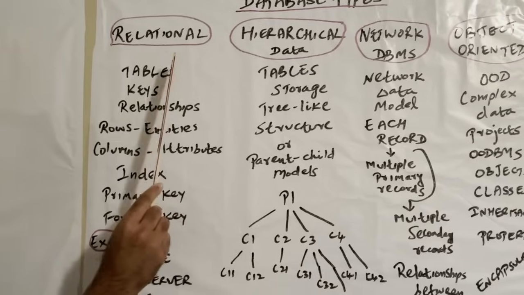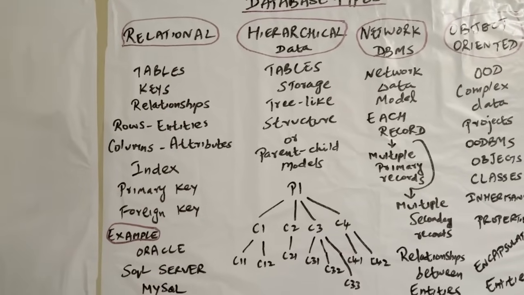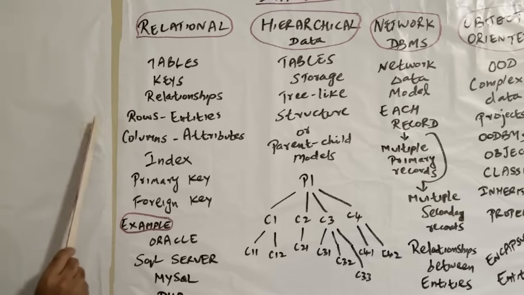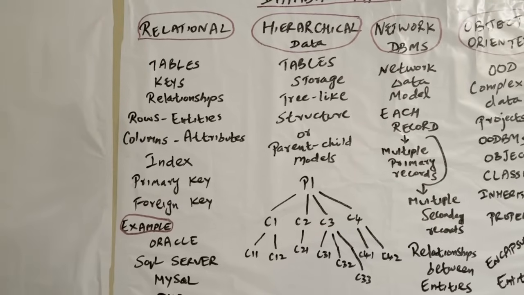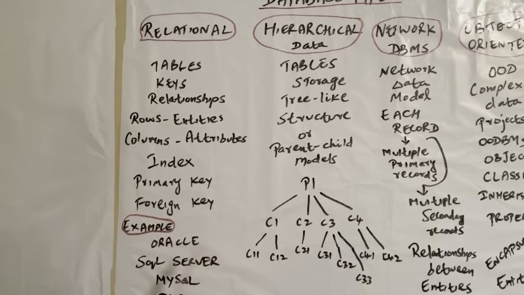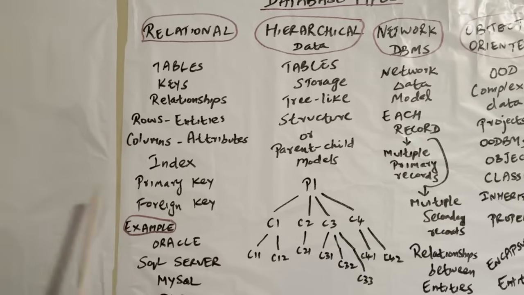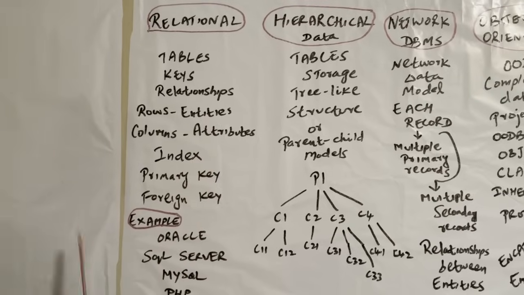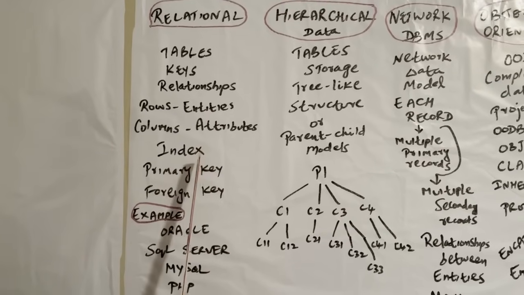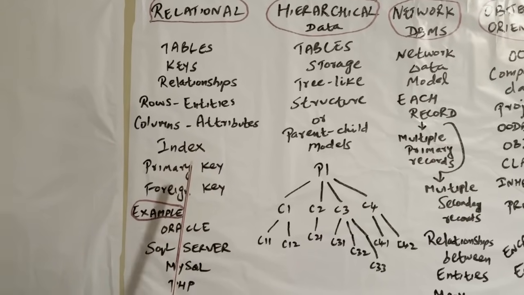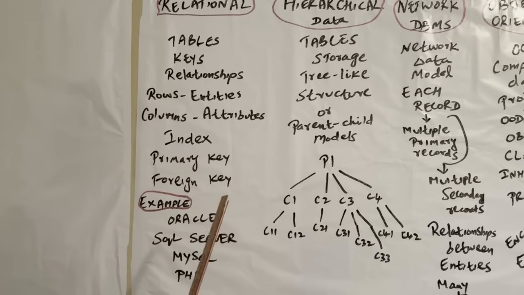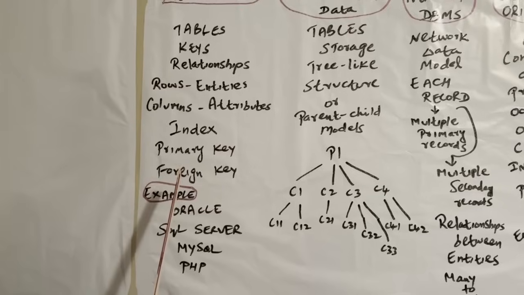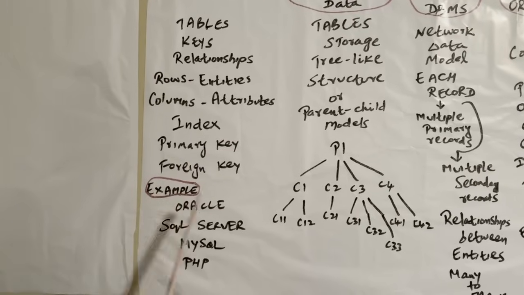A relational database, what are the primary things that are needed? We need tables, keys, and relationships. Again, the tables will have rows and columns. Rows are called entities, columns are called attributes. And we need some indexing to retrieve the data faster. So we use an index on all the tables and on multiple columns of the same table.